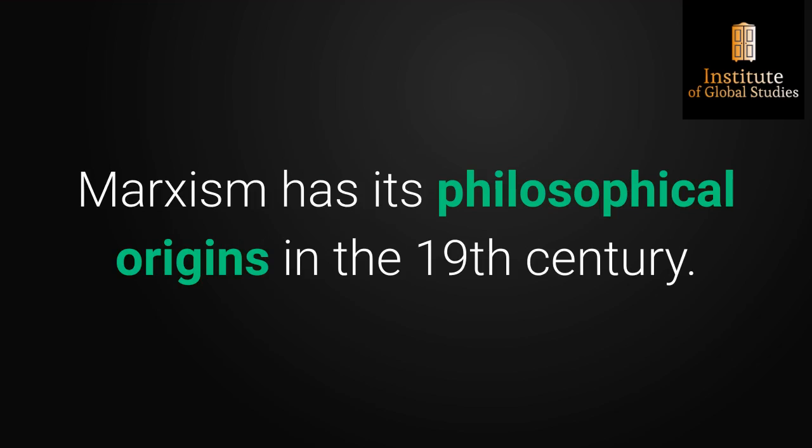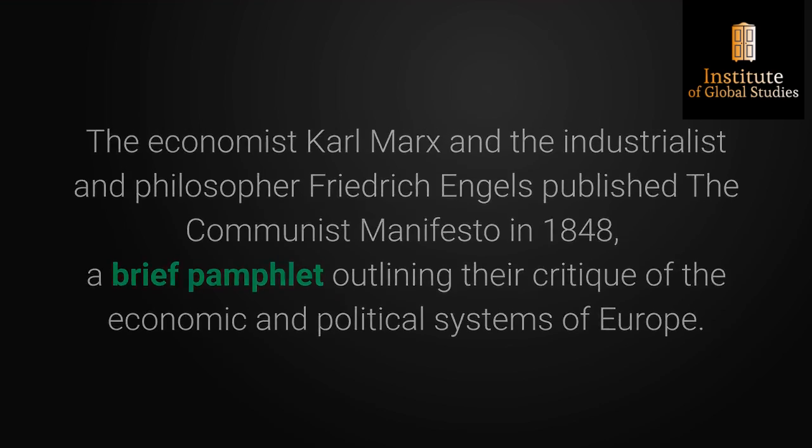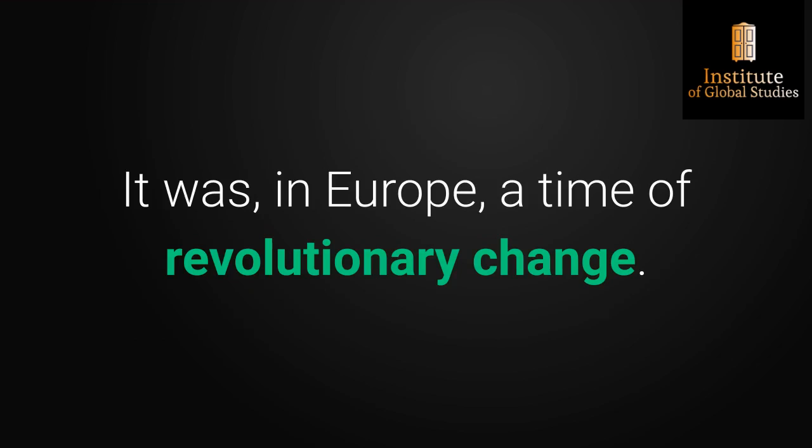Concepts and assumptions. Marxism has its philosophical origins in the 19th century. The economist Karl Marx and the industrialist and philosopher Friedrich Engels published the Communist Manifesto in 1848, a brief pamphlet outlining their critique of the economic and political systems of Europe. It was, in Europe, a time of revolutionary change.